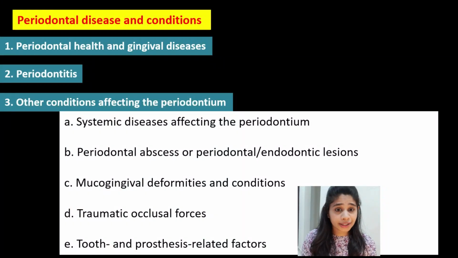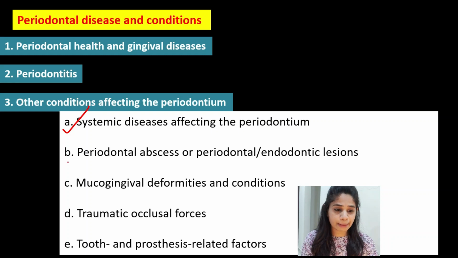Now coming on to the third category, which encompasses the other conditions affecting the periodontium. So this involves the systemic diseases affecting the periodontium. Certain genetic conditions like Papillon-Lefèvre syndrome and certain neoplasms can directly affect the periodontium at a very young age. So these conditions are put under this category.